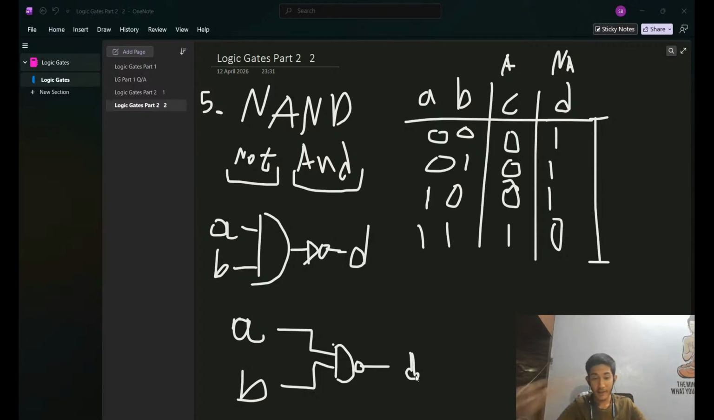Now, as for circuital representation, I will come back to that later. I feel like it's more important to say what the gates are, how they function, and then go on to the physical practice of how they can function in real life.